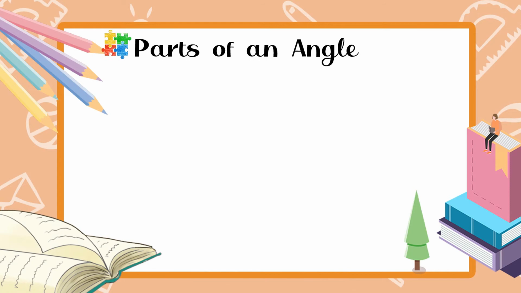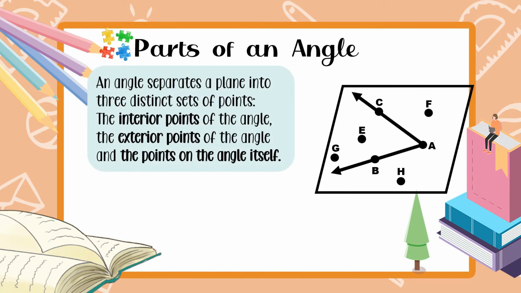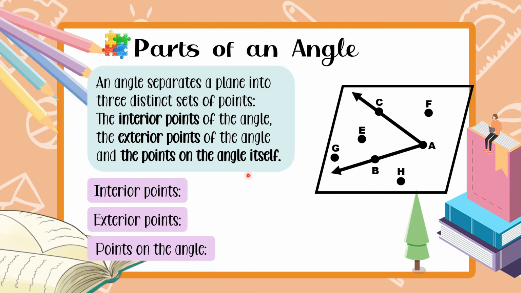What are the different parts of an angle? Okay? So, an angle separates a plane into 3 distinct set of points. So, meron tayong tinatawag na interior points of the angle. Meron tayong tinatawag na exterior points of the angle. And yung pangatlo, we have the points on the angle itself. Okay. So, let us enumerate the parts of the angle. So, tatlo yan. Interior, exterior, and points on the angle.